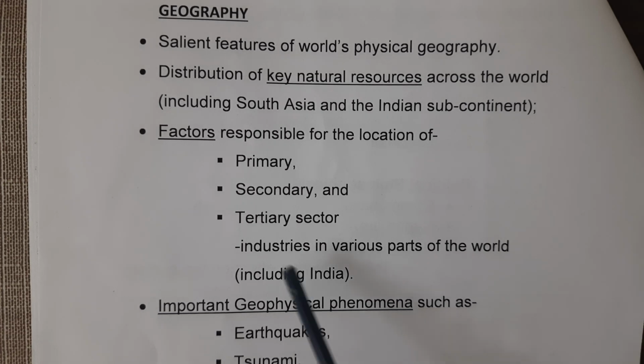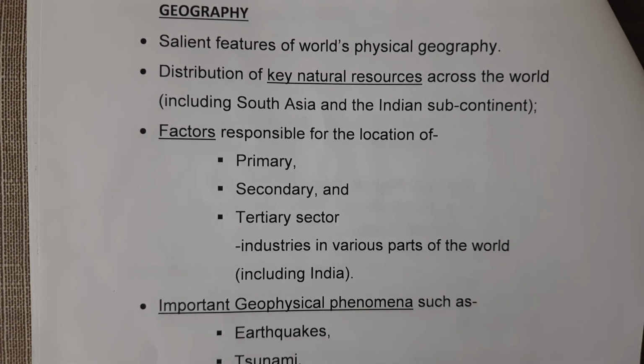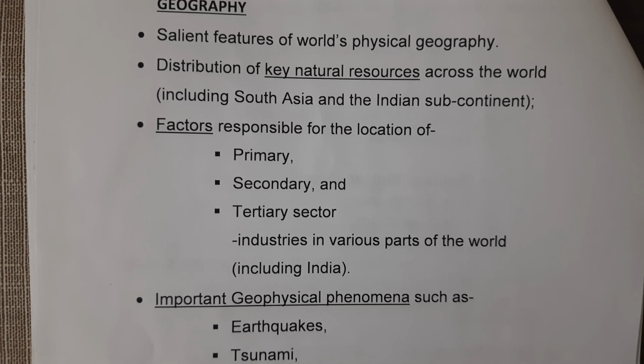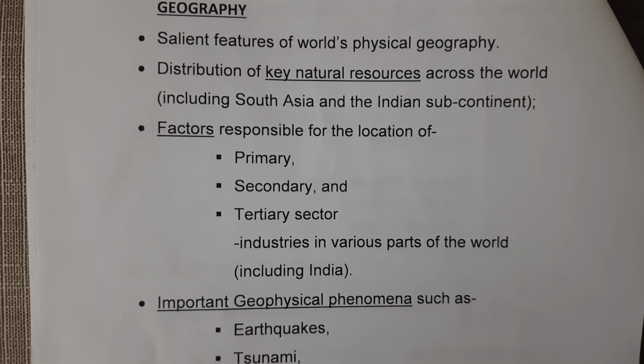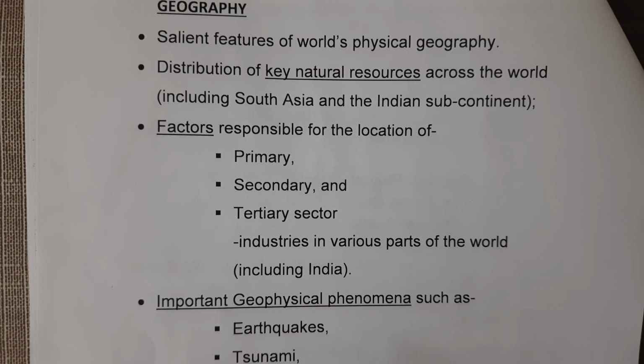Then next is about industries. If you are taking factors responsible for the location of primary, secondary, and tertiary industries, we should know what is a primary industry, what is a secondary industry, and what is a tertiary industry, with examples. And you should take one industry, like cotton, and know where it is located and why it is located in that location. And what are the general processes?